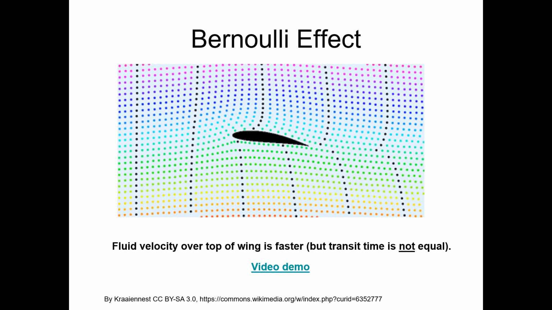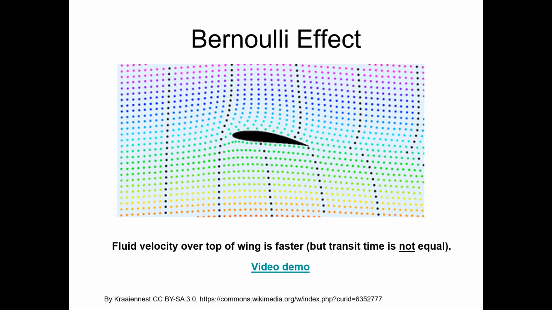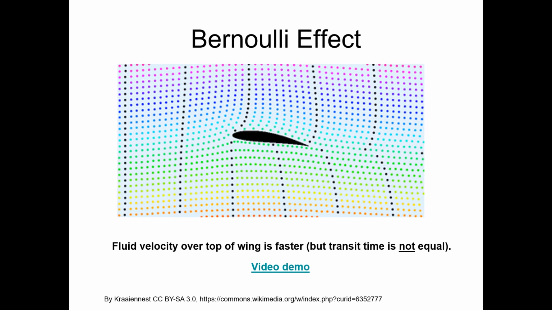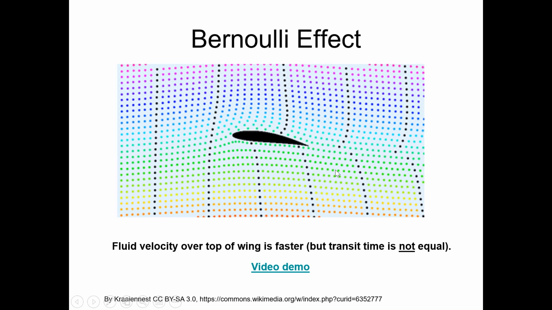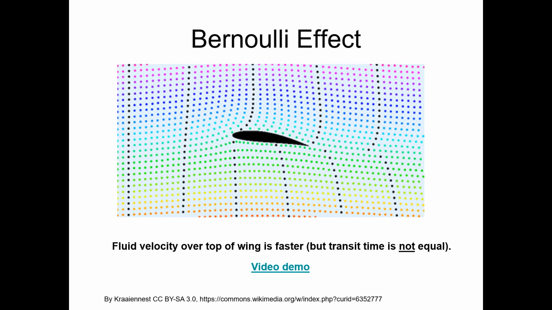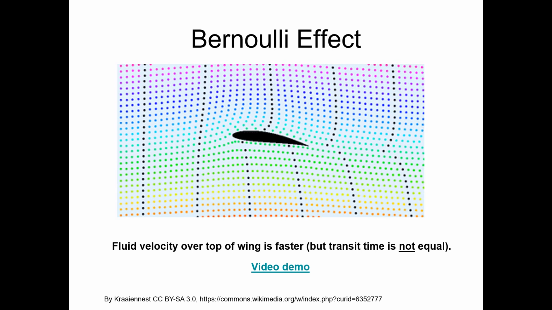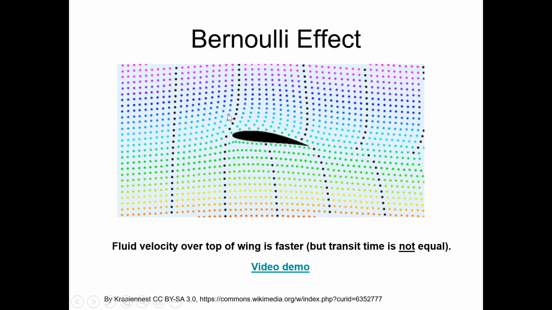If the velocity goes up, the pressure has to go down because the sum of these two terms is constant. And so that's what's happening on the top of the wing. You hear about lift. Lift isn't some magical thing that can't be understood. It's just the relative pressure difference between the top of the wing and the bottom of the wing.